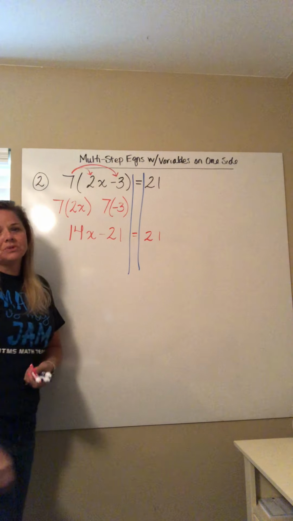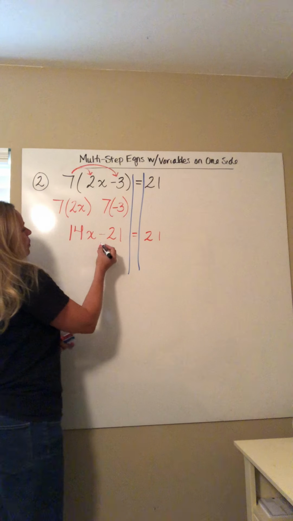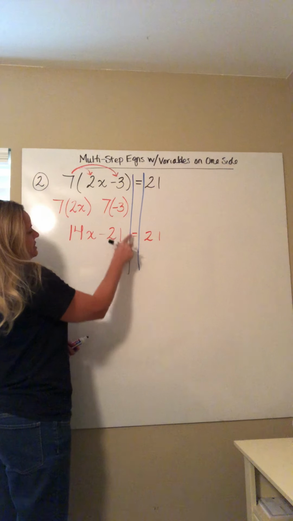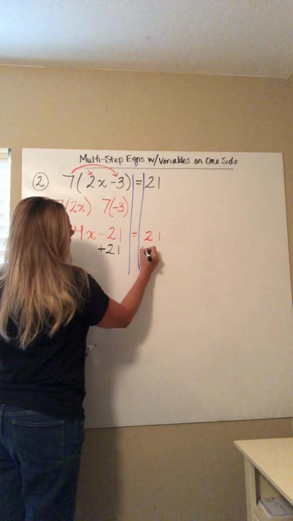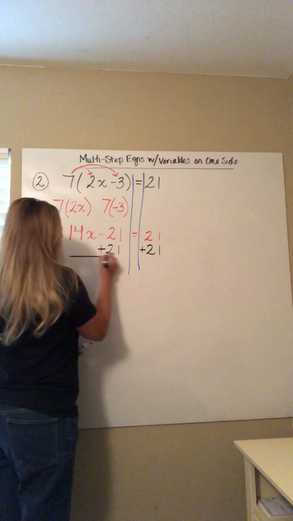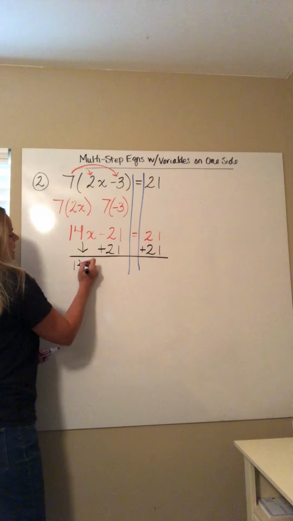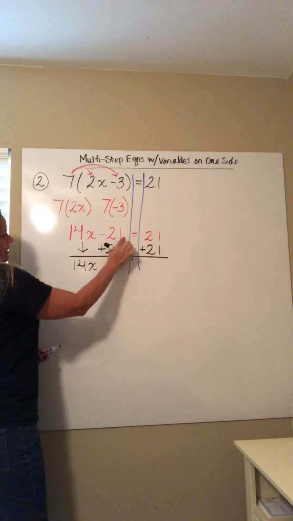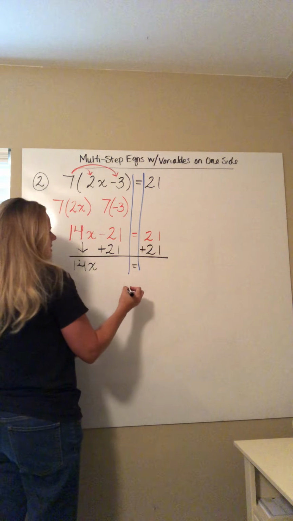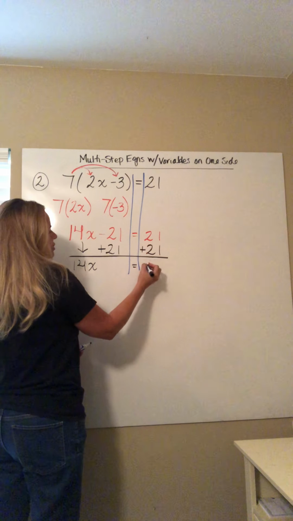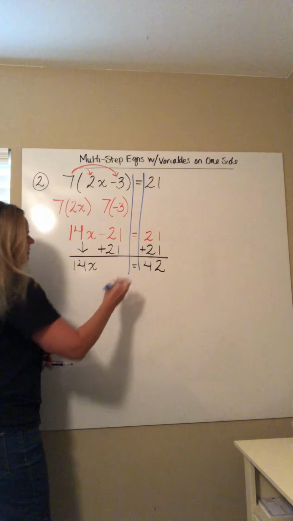Now we're back to a two-step equation again. Okay, so on our two-step equation, we are now going to start with our constant, which is negative 21. And I'm going to do the inverse of that on both sides. That would be positive 21. So 14x comes down. Negative 21 and positive 21 makes 0. Bring down my equal sign. And 2 and 2 make 4. 1 and 1 make 2. So I have 42 right there.